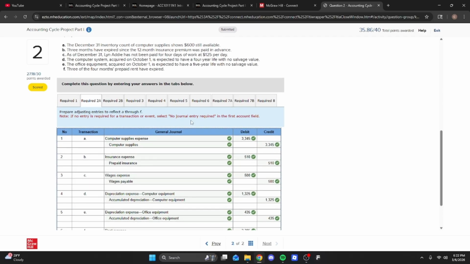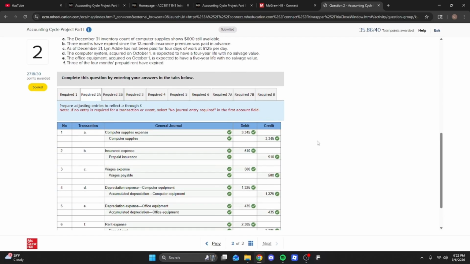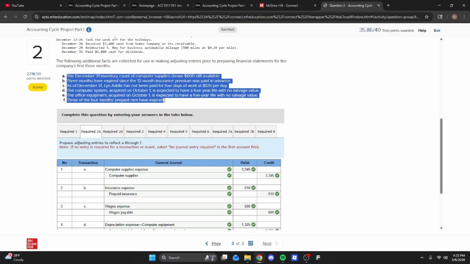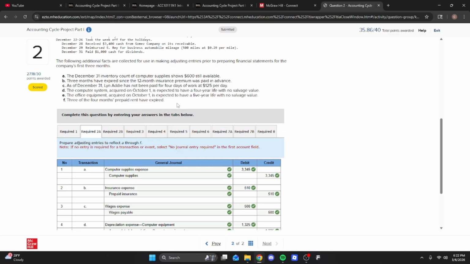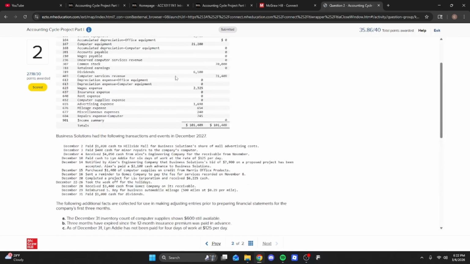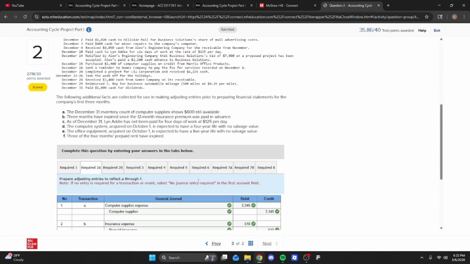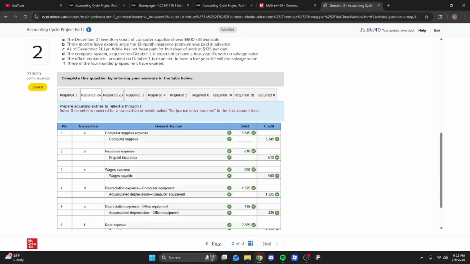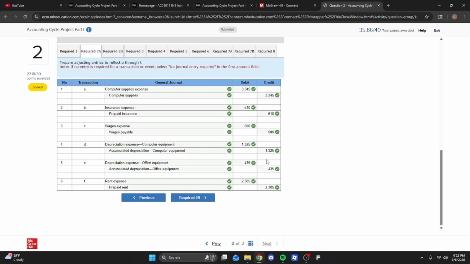For our adjusted entries, this is going to be our adjustments based on this additional information. So while our first journal was just on the information and the transactions, this is kind of an after the fact. This happened after. For example, number F, 3 of 4 months prepaid rent has expired. So we take the 3/4 of our rent expense and the prepaid rent and we list them out. Not 4 out of 4 because not all 4 months have been used. Not 2 out of 4 because there's another month that's been paid.